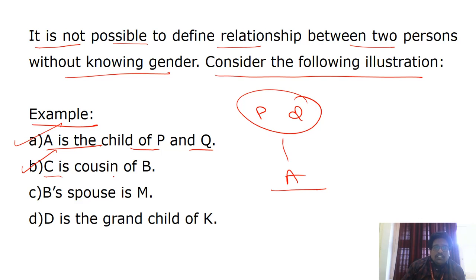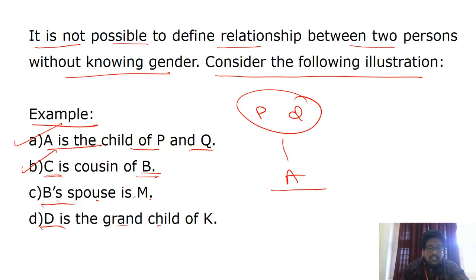Second one, C is a cousin of B. So C is male or female, not known. Similar for B. B's spouse is M. So who is husband, who is wife? I don't know. Both are a married couple, that's what I can say. So B might be male. If B is male, M will be female.